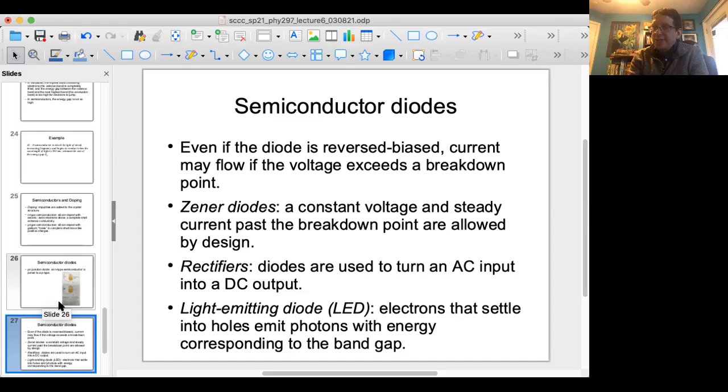Rectifiers are diodes that turn an AC input into a DC output. I don't know if you did that lab experiment in 232. Rectifiers are used in DC power supplies. You get AC out from the plug, but you use a rectifier to make it a DC output. So basically, you're using diodes to make the output DC.